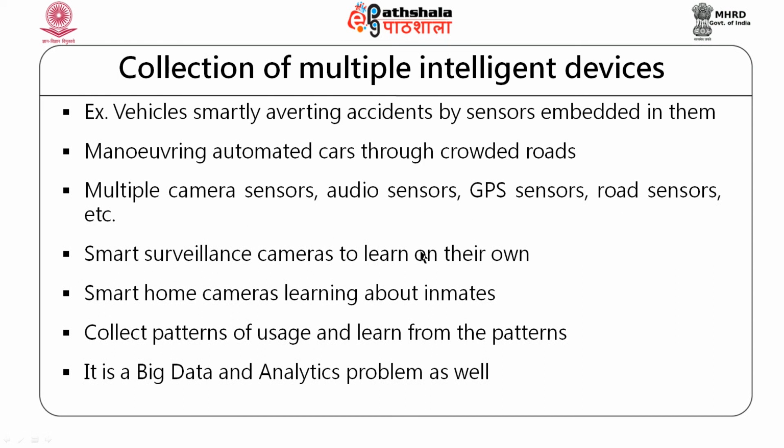Smart surveillance cameras are designed to learn on their own. They know what is normal and what is abnormal, and when somebody is found running on the street with a knife or a bomb, they will recognize that this object is not acceptable and can take action on that. So, it is no longer a dumb surveillance camera, it acts like a security guard.